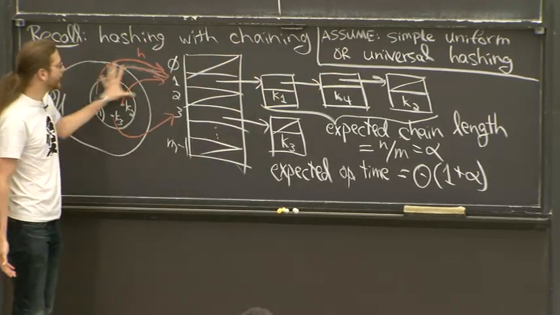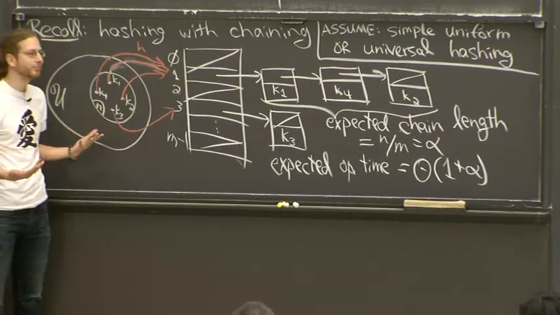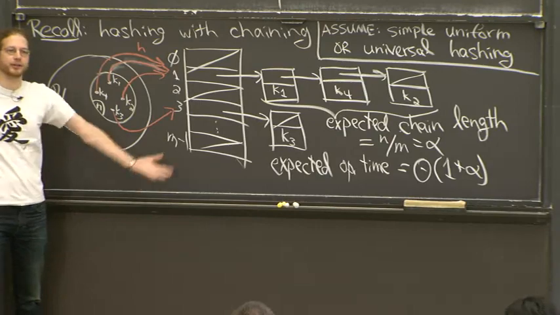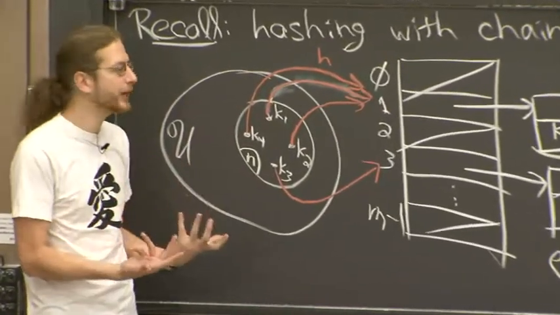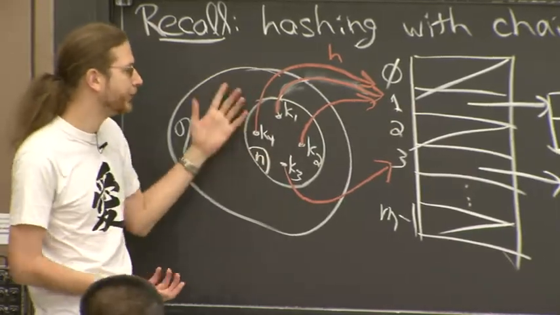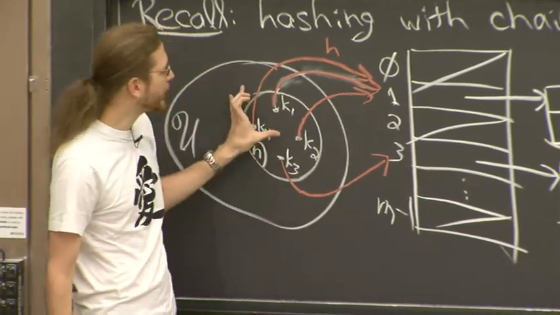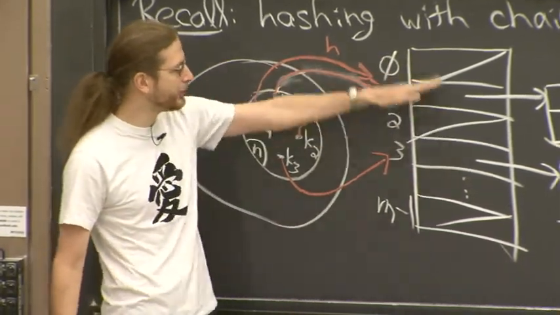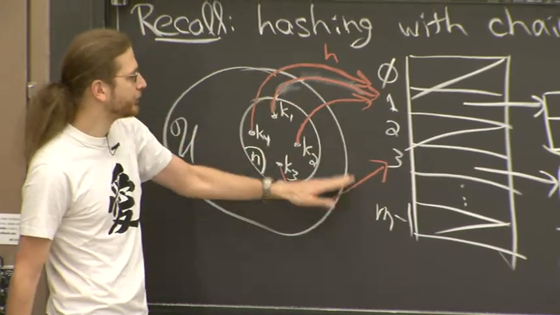In hashing with chaining, the idea was we had this giant universe of all keys. It could be actually all integers, so it's infinite. But then what we actually are storing in our structure is some finite set of n keys. Here I'm labeling them K1 through K4, n is 4. But in general, you don't know what they're going to be. We reduce that to a table of size m via this hash function h, drawn in red.